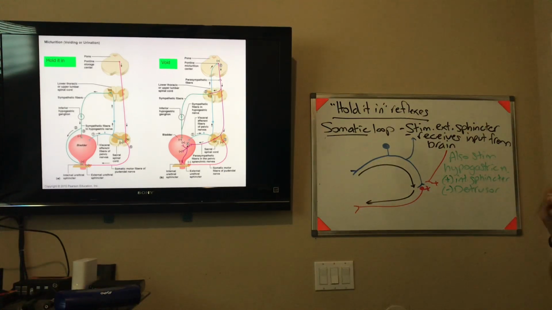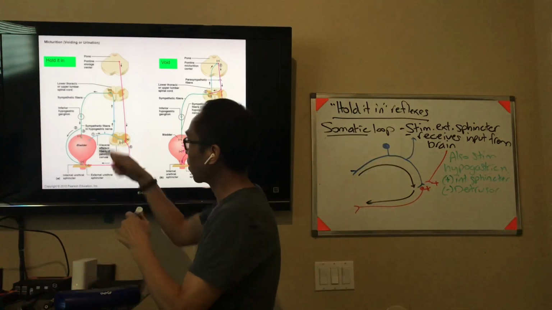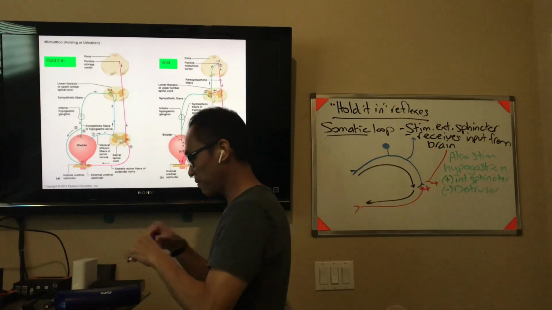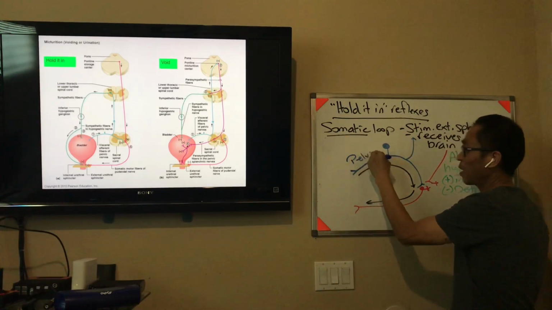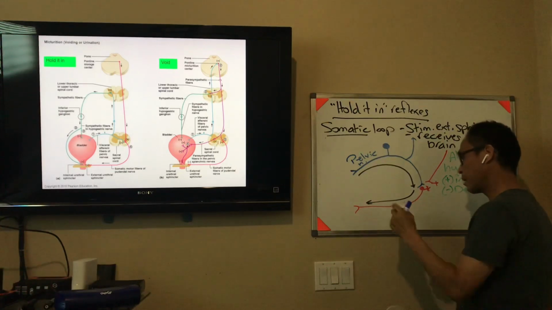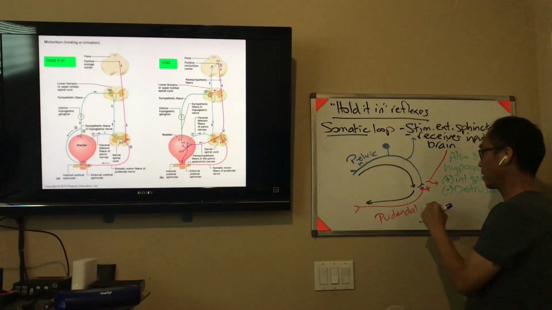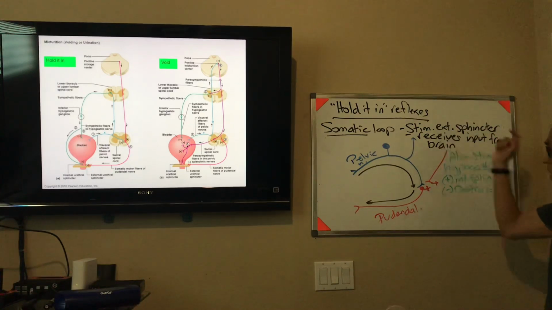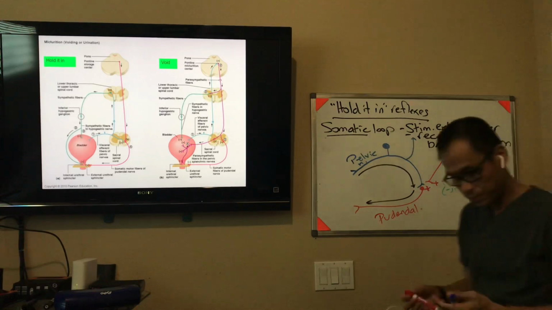Don't forget your nerves. I should probably label them. These are our pelvic nerves for the visceral afferents in blue. This is pudendal in red. That one's going to stimulate the external sphincter. Hypogastric is going to do the rest.